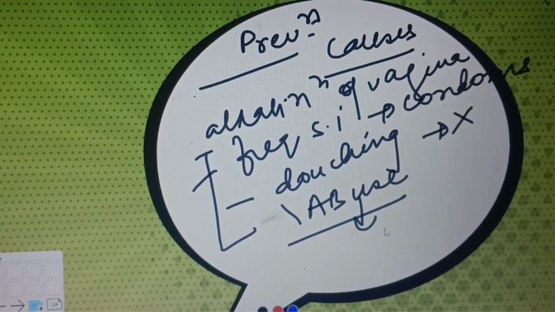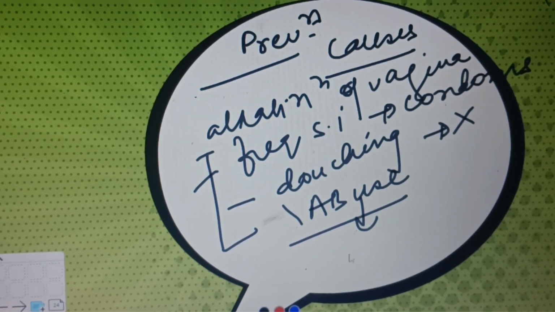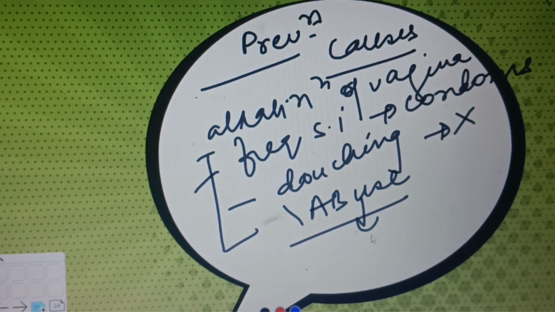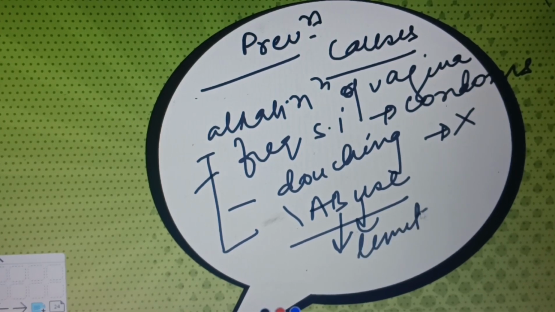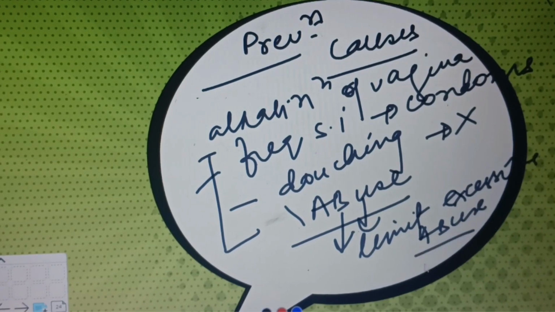But if there is any infection, for example sore throat, viral infection, or any infection, we have to use antibiotics. Now, what do these antibiotics do? They kill systemic bacteria as well as some of the vaginal flora. So we have to limit our excessive antibiotic use. These are the things we should know for prevention.